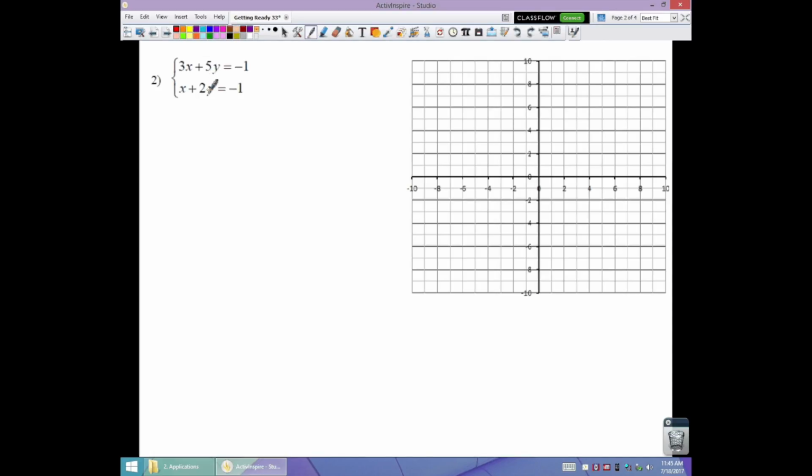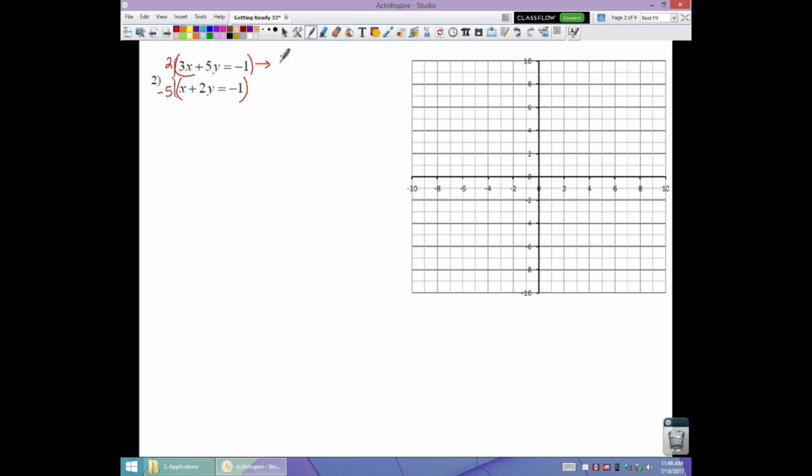I can make the 2 and the 5 opposites by asking myself, what is the least common multiple of both 5 and 2? What do 5 and 2 both go into? And the answer to that would be 10. So if I want to change these into having coefficients of 10 and -10, I can multiply the top by, say, 2 and the bottom equation by -5.